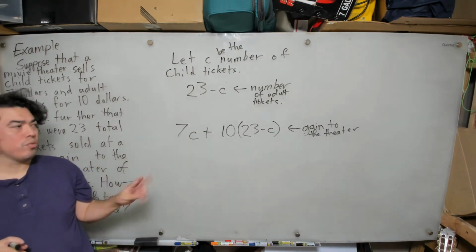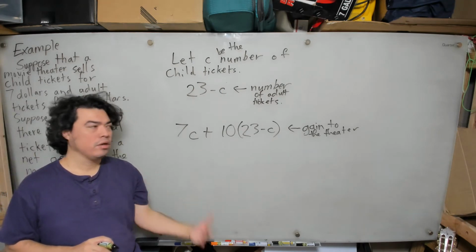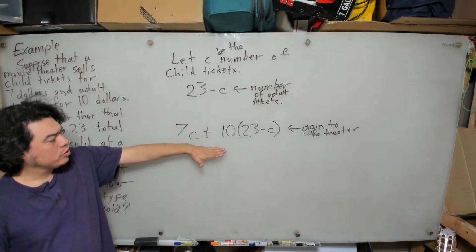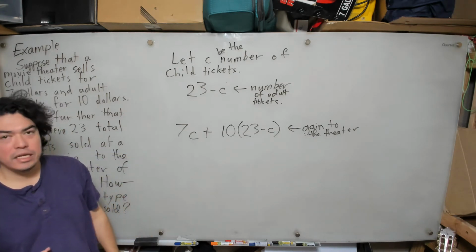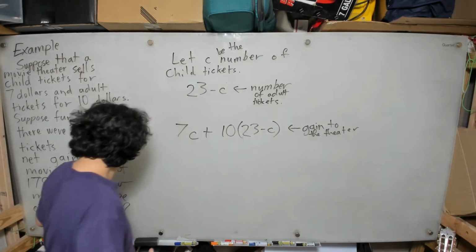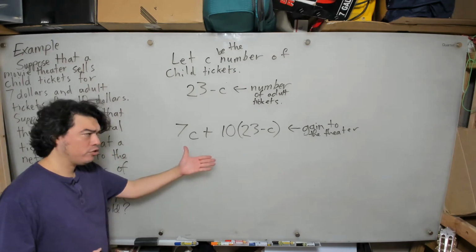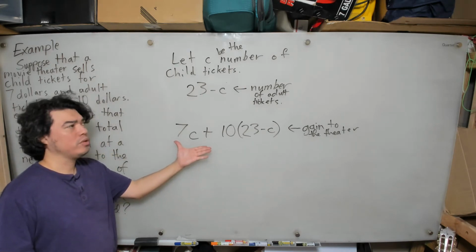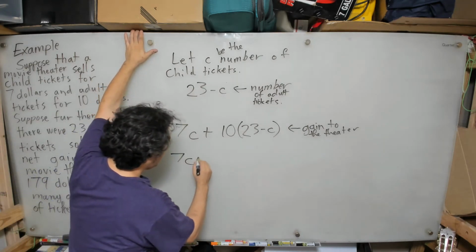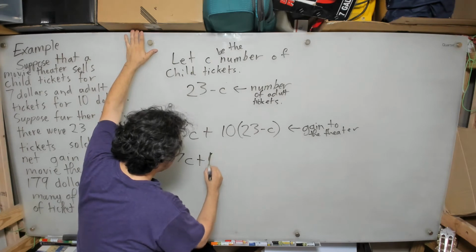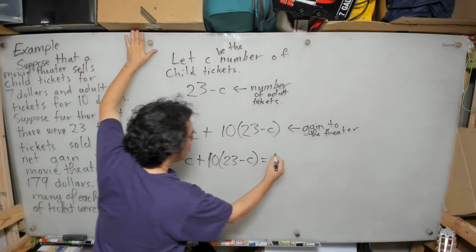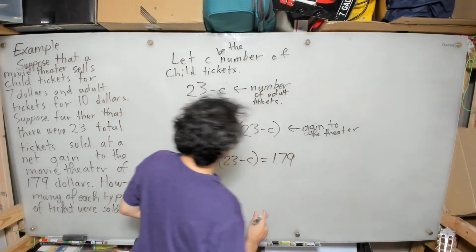You might also hear the word revenue, how much money is going to come in. Anyway, this is my expression of the net gain to the theater, but they tell us in the problem statement that the net gain to the theater in dollars was $179. So I'm going to set this expression equal to 179 and then solve it. So 7C plus 10 times 23 minus C is going to equal 179.